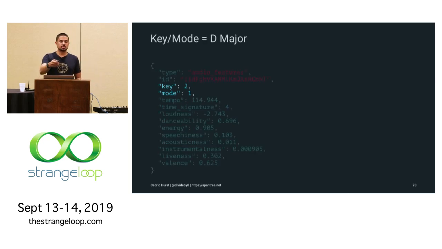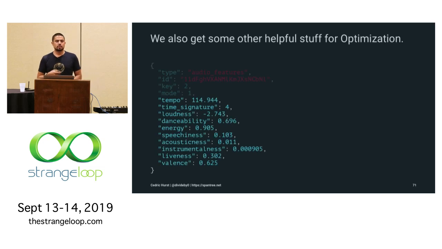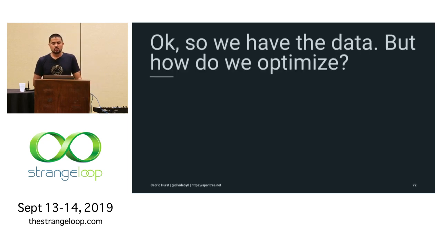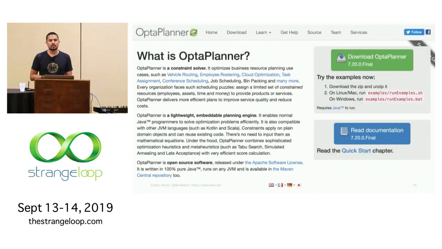So these two lines indicate that this is a song that's in D major. The key 2 indicates the root note, and then 1 indicates a major mode. But we also get a lot of other helpful stuff for optimization as well. So if we wanted to optimize and pay attention to the time signature, we could do that. If we wanted to make sure that we weren't jumping around between tempos, we could factor that in as well. So we have the data, but how do we actually optimize for the playlist?